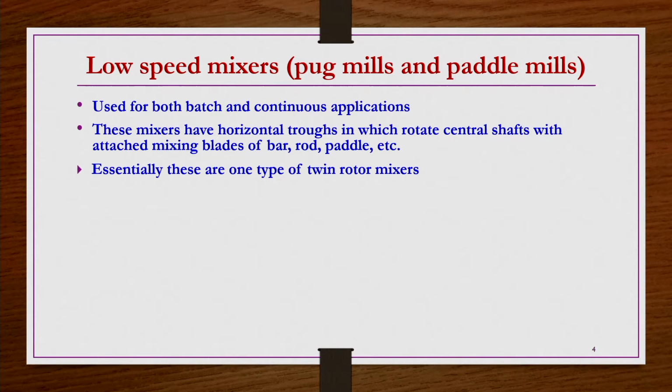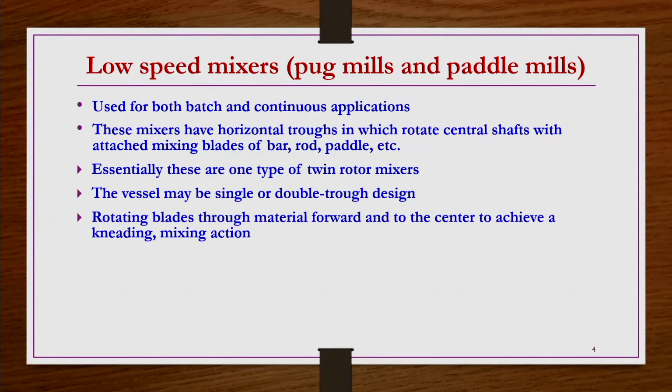Essentially these are twin rotor mixers. The vessels may be single or double trough design, so one can have either design, but mostly people have a double trough design. Rotating blades carry the material forward and bring it to the center to achieve kneading and mixing action. As the shaft rotates, the material is carried forward from one direction to the other, and while doing so it also moves from the center to the periphery, so that the mixing action takes place efficiently.